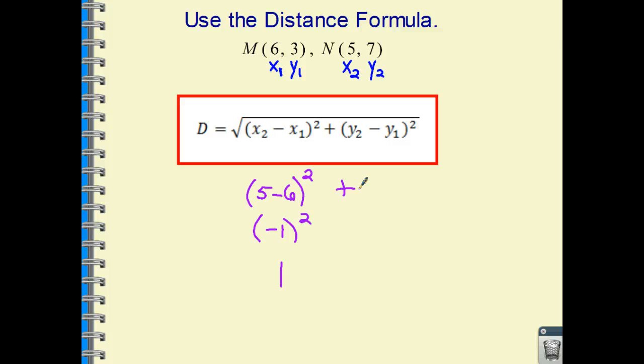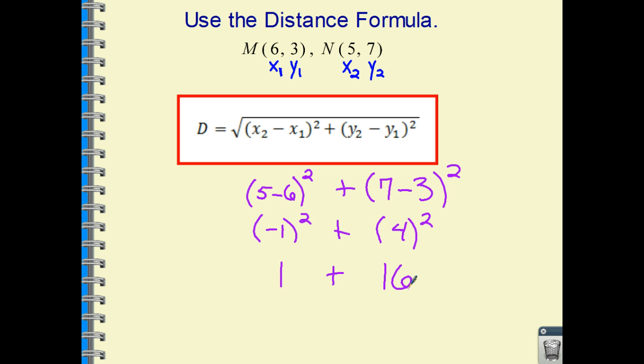Okay, then to that we are going to add the distance between the two y values. All right, so who is the y sub 2? That would be my 7. And then in y sub 1 we have a 3, and we're going to square that. All right, 7 subtracted by 3 is 4. Squared would get us our 16.